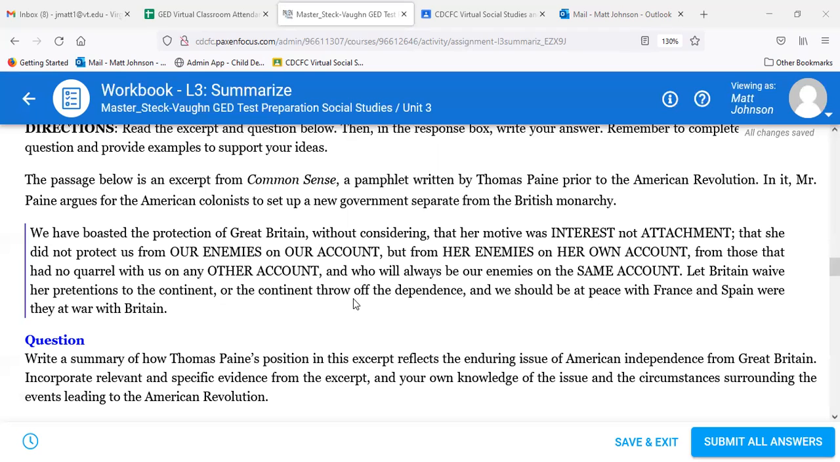Okay. And so if the colonies cut their ties with Britain, what's going to happen? What's the conclusion then? Right? That's what they're saying. Let Britain waive her pretensions to the continent. That's talking about independence, right? Britain does not need to be in our, what's the word I'm looking for? Britain doesn't have to concern themselves with the colonies, right? If they waive their pretensions to the continent. So what's that going to resolve?